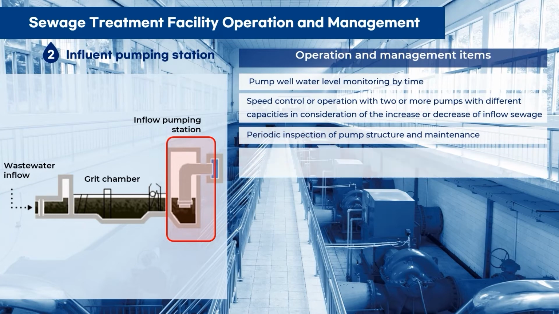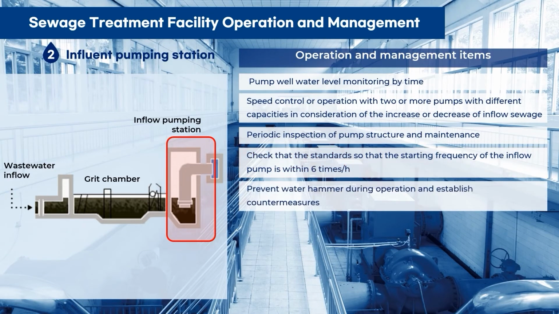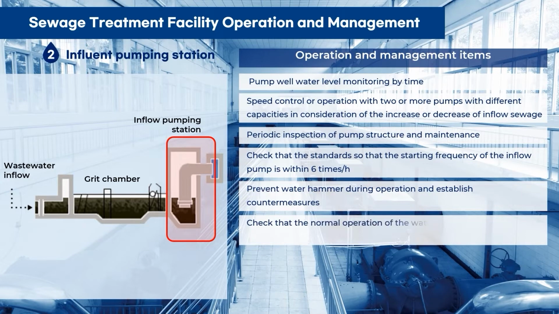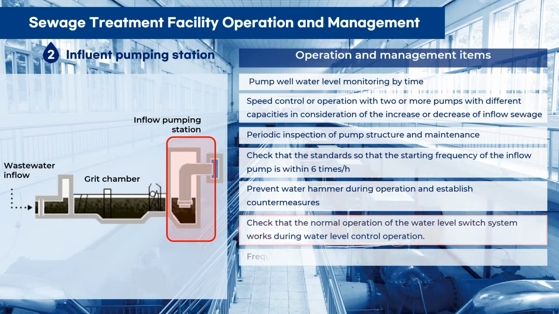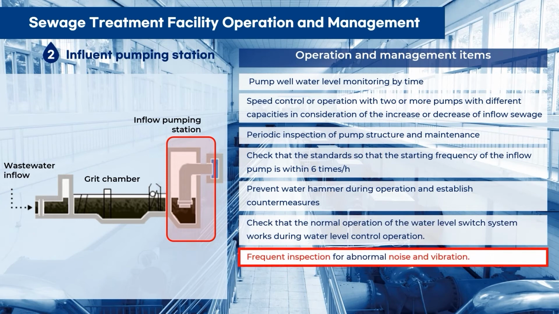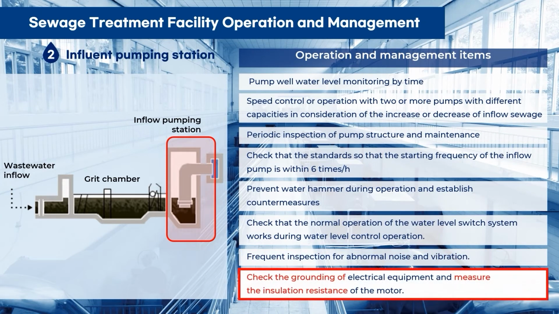It is necessary to evaluate standards to make sure that the starting frequency of the intake pump, when in operation, is 6 times per hour or less, and to prevent water shock during operation. Another necessary part of operation when carrying out level control is to check that the water level switch system is operating normally, continue monitoring for unusual sound or vibration, and check the grounding and insulation resistance of the electric motor.